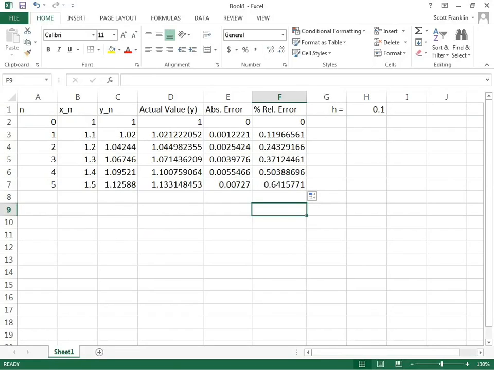Okay, so I tell you what I want to do. I want to actually take this and copy it because I want to compare 0.1 to 0.05. If we take smaller steps, the question is, what happens here? Do we improve our error? How much do we improve our error? If we cut our step size in half, what happens to our error?